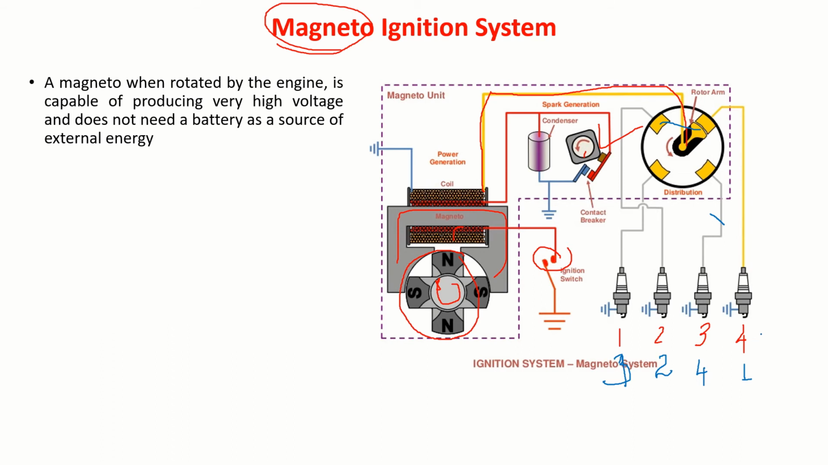So that means it will fire cylinder 4 first. Then cylinder 2 it will fire. Then it will fire the cylinder 1. So 4, 2, 1. Then 3 it will fire. Finally, in that order it will fire. This is what you call the firing order. Firing order. I think I have explained the need for firing order and all that.